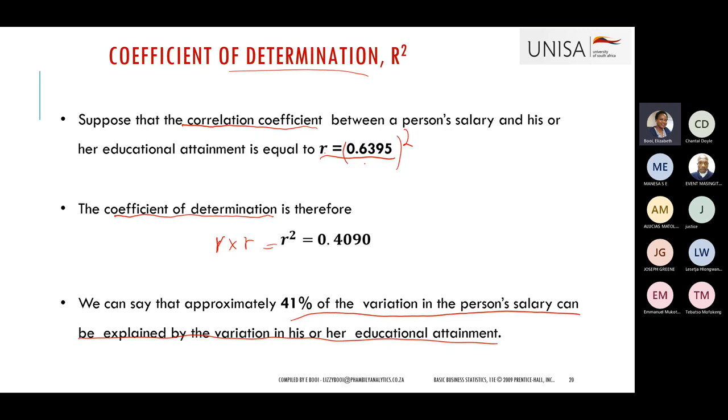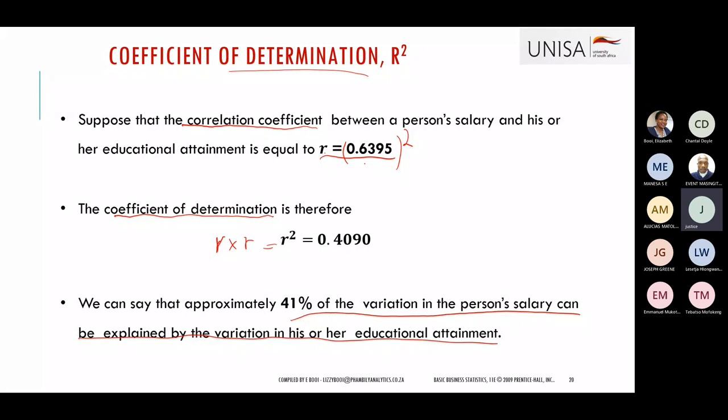And when you interpret the R squared, you always state it in this manner and say: 0.41, if we round it off to two decimals, 0.41 or 41% of the variation in the person's salary can be explained by the variation in their educational attainment.